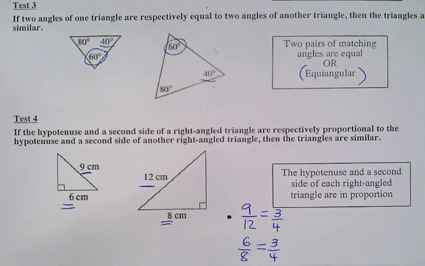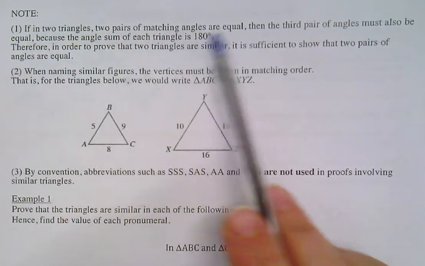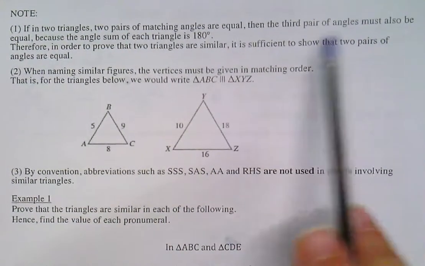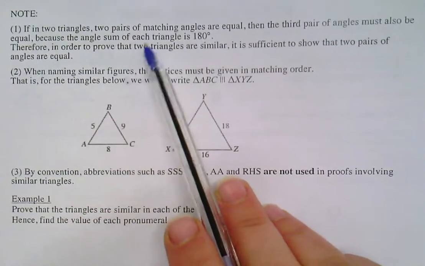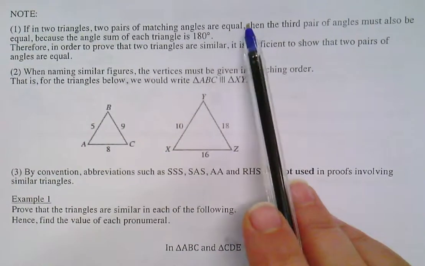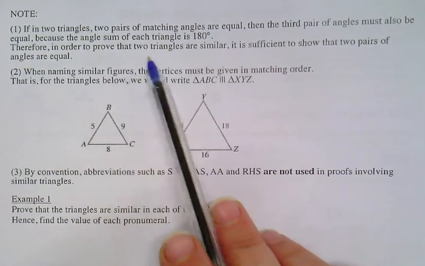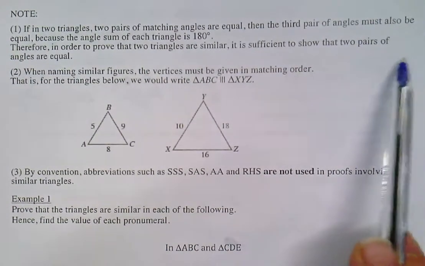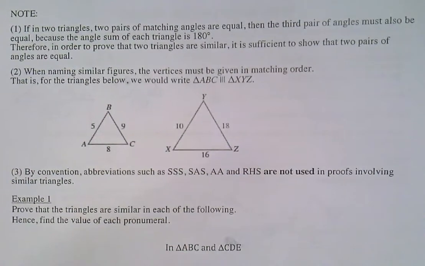All right? Now, if in 2 triangles, 2 pairs of matching angles are equal, and I discussed this before, then the third pair of angles must also be equal because the angle sum of a triangle is 180. We discussed this when we looked at test 3. Therefore, in order to prove that 2 triangles are similar, it's enough to show that 2 angles are equal in each triangle. Like the 60 and the 40 in one triangle equals the 60 and the 40 in another. You don't need the 3 angles.